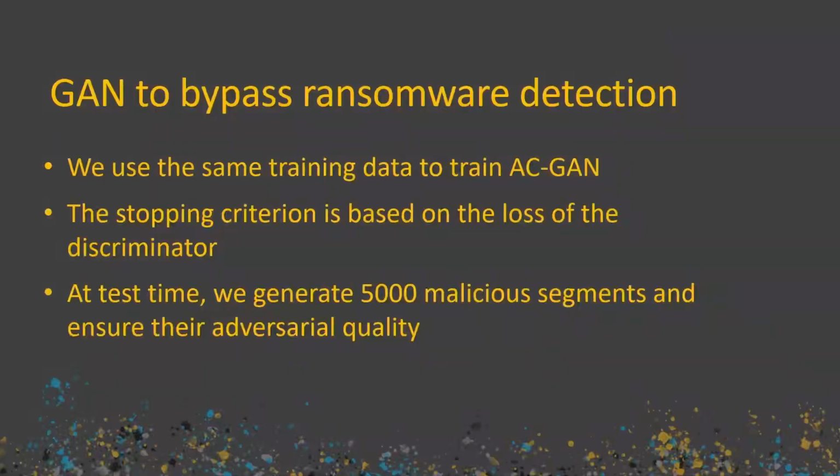Here are some more details on how we train. Typically, when training a GAN, there are mode collapse issues, and also questions about when to stop, because the loss function is a combination of the generator and the discriminator. We have some more technical details in this aspect. But at test time, we generate 5,000 malicious samples and test whether those highly effective ML algorithms can detect them. All of those samples actually passed our adversarial quality assessment.